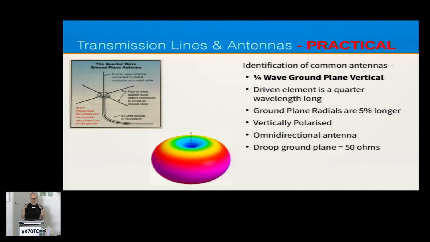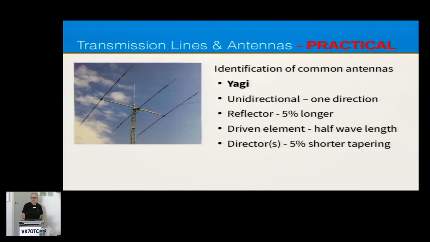If you then, this is the magic trickery of antennas, if you droop those ground planes down at 45 degrees, the characteristic impedance of that connector is 50 ohms. You don't need to do any more matching. So that's a really popular antenna. You basically make all of that with bits of wire on an antenna socket and you've got yourself a quarter wave ground plane.